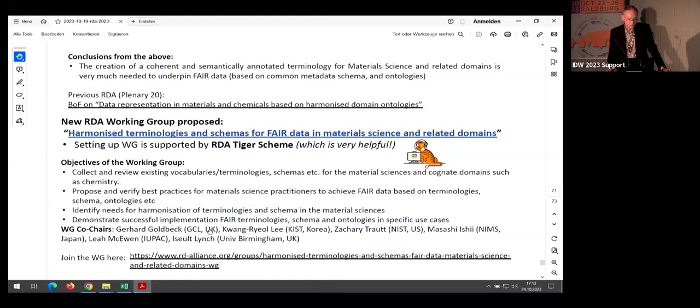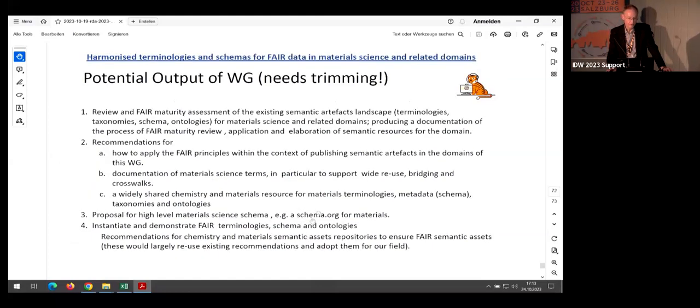Here are the current co-chairs. We are fortunate to have representation from different regions, and the potential output is that review that I mentioned, the recommendations for how to apply the FAIR principles in the domain, the documentation of material science terms, in particular to support wide reuse, bridging, and crosswalks, and a widely shared chemistry materials resource for terminologies, metadata, schema, and taxonomies.